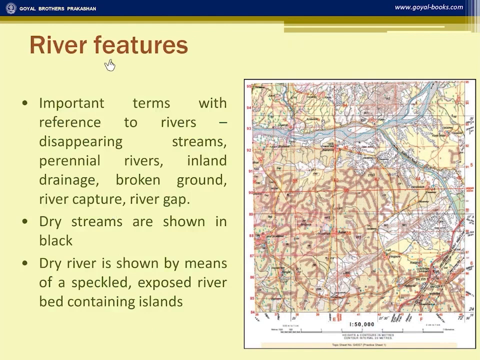Now, the various features connected with river are many. Many questions are asked on the basis of the features connected with river. First of all, let us see. This river is dry. How can you be sure? Because you can see the river bed speckled with black dots. It shows that the river bed is exposed. Then you can see these white patches. These are known as islands.